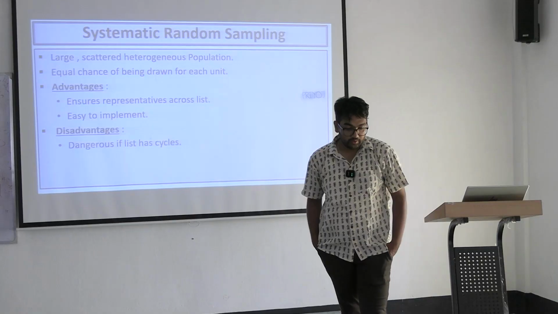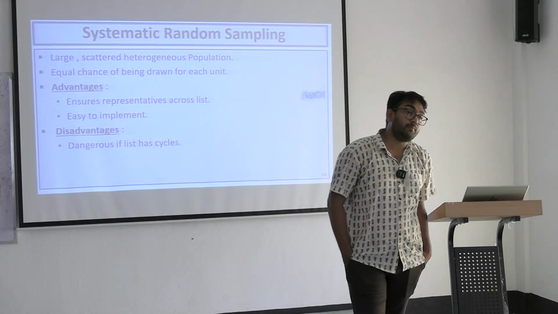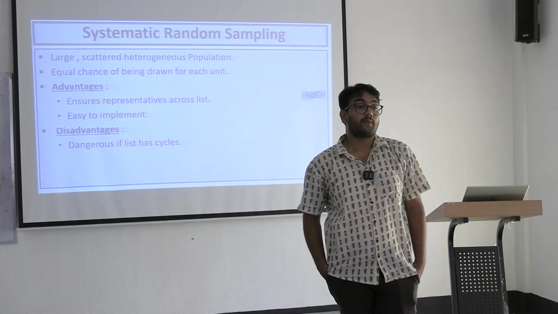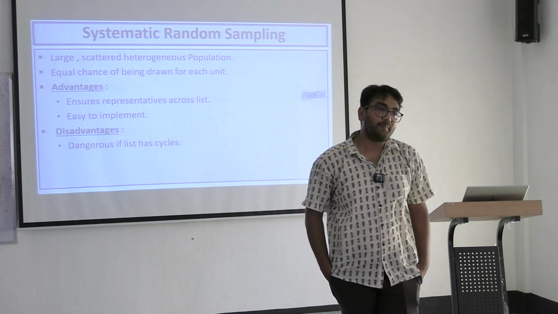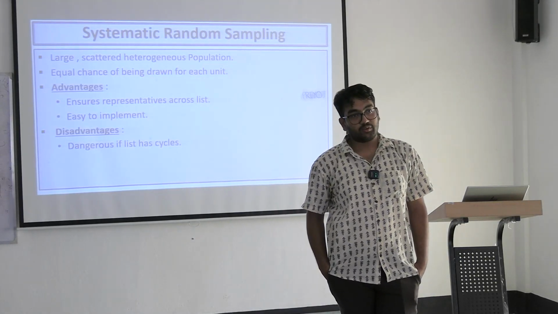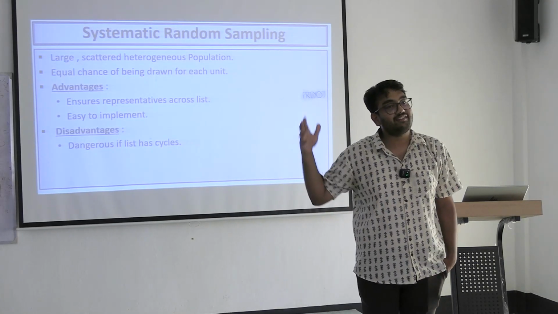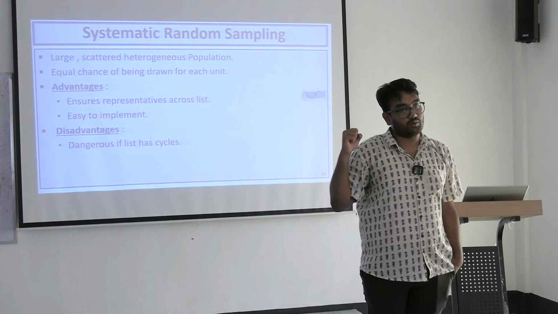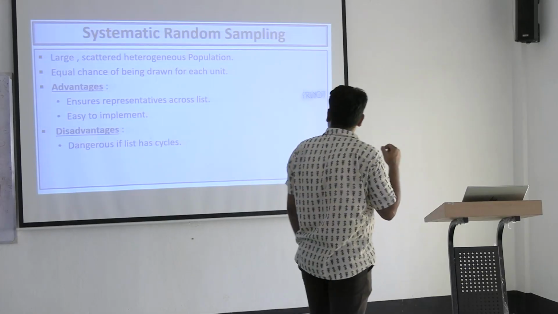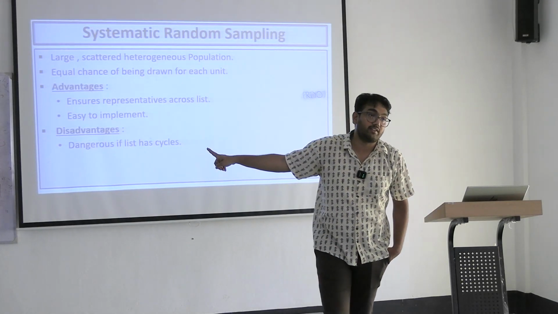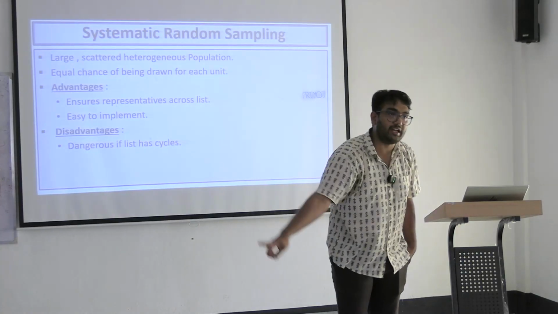How do we do it? We say that the OPD must have a separate register of follow-up patients and new patients, so that the same patient who gets selected on Monday does not again get selected on the next Monday when they come for follow-up. So systematic random sampling is dangerous if the list has cycles, that is, if the same person is coming again later on.